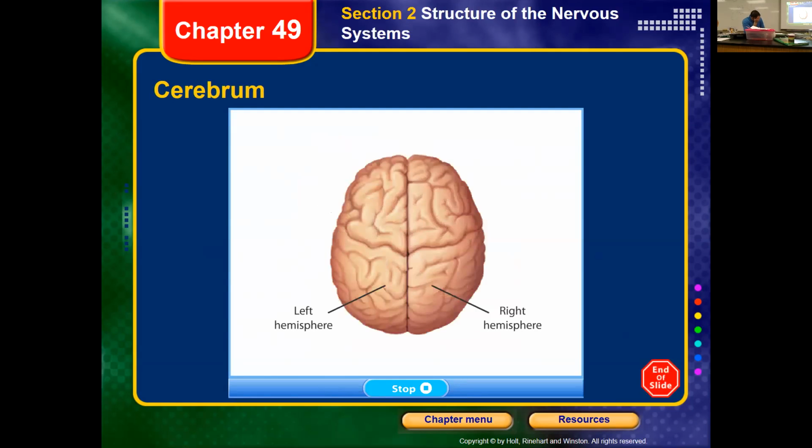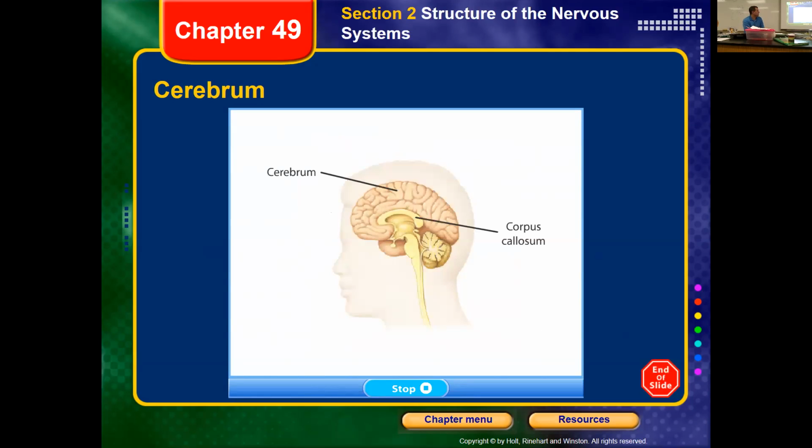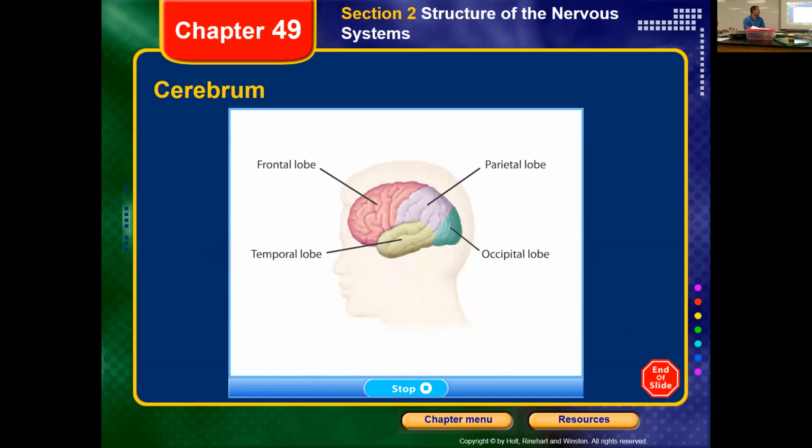The cerebrum is divided into 2 distinct halves or hemispheres. The right and left hemisphere communicate through a connecting band of nerve fibers called the corpus callosum. Without the corpus callosum, the right side of your brain would have no way of knowing what was going on in the left side. The cerebrum is also divided into lobes.